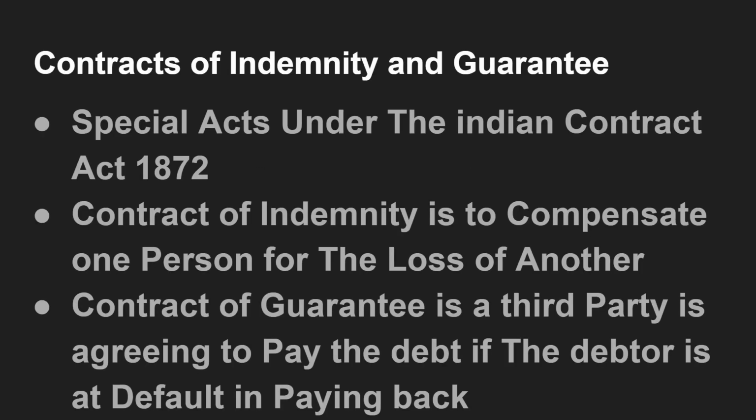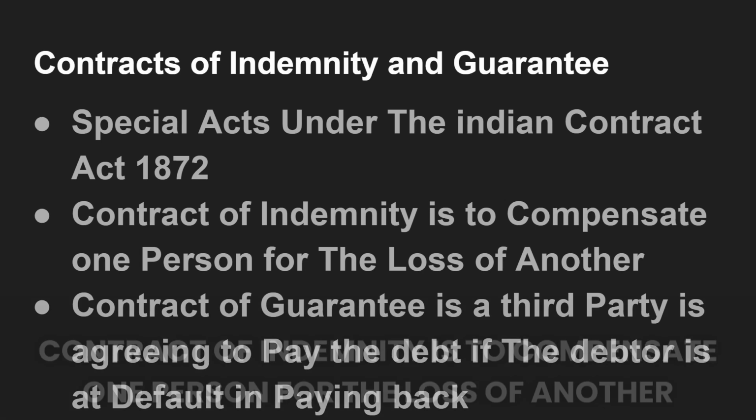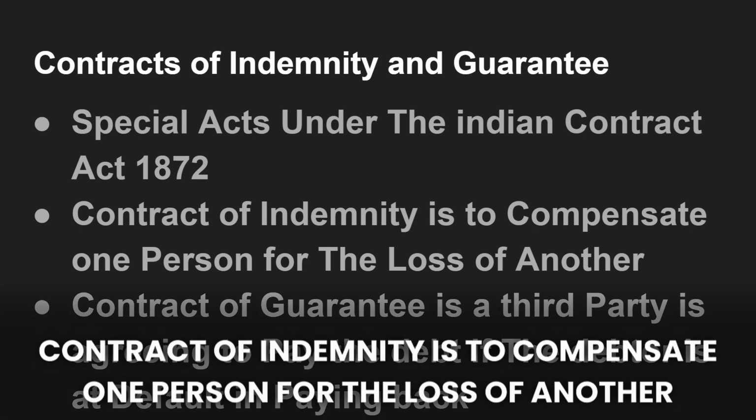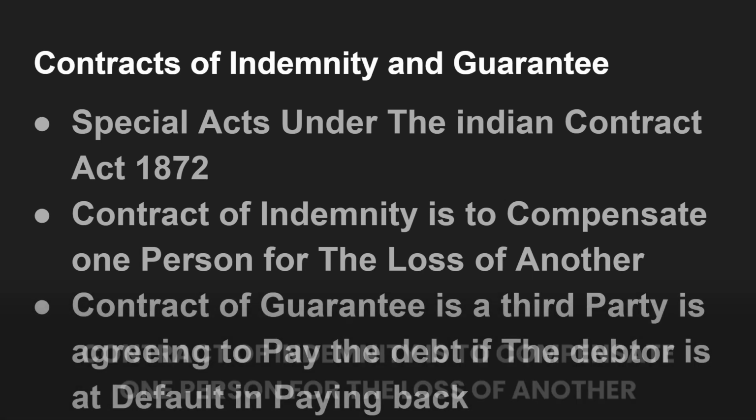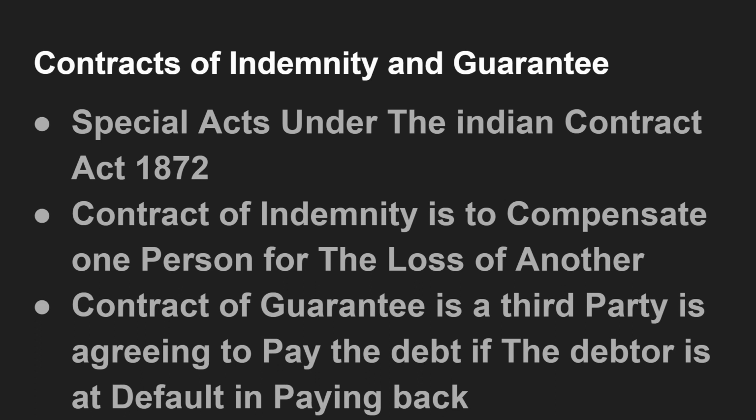Now, contracts of indemnity and guarantee. These are special acts under the Indian Contract Act 1872. A contract of indemnity is to compensate one person for the loss of another. For example, we have insurance cover, health insurance, personal insurance. These are contracts of indemnity. Why are we taking an insurance policy? If something happens to our life, our legal heirs will get that compensation from the insurance company.